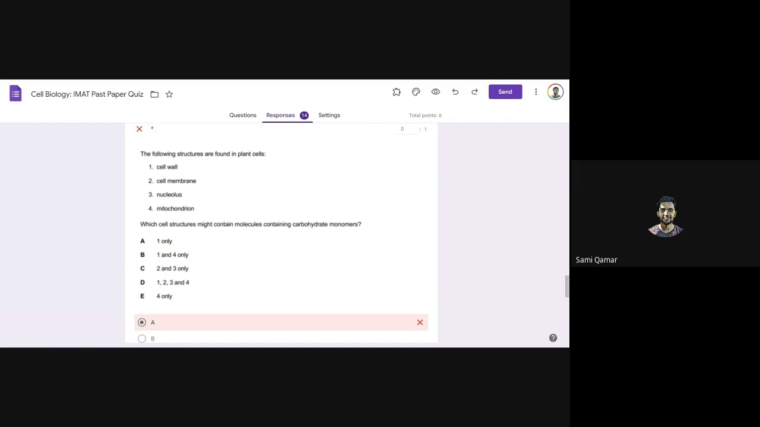The following structures are found in plants. This is a past paper question from I think 2017 or 2018. The cell wall contains carbohydrates, which is cellulose. The cell membrane also contains carbohydrates. Nucleolus, we are not sure about because we haven't studied it, but the nuclear membrane too contains carbohydrates. Mitochondria has a cell membrane, so it will contain carbohydrates. So all options are supposed to be true.